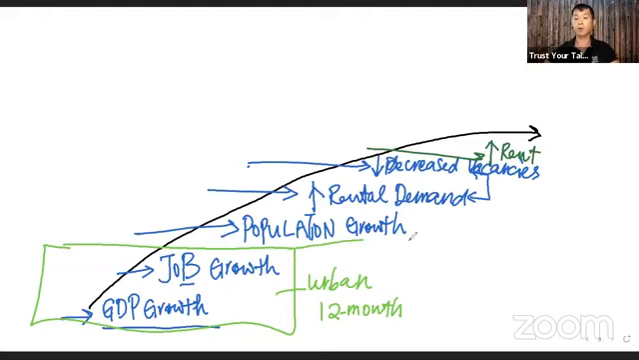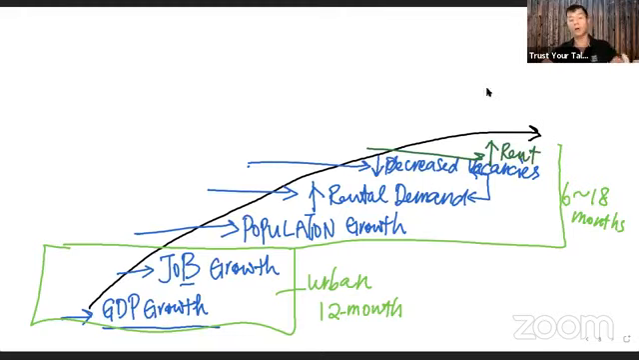Depending on the market you're in, in a Canadian urban area, typically speaking, after job growth to this part, it can take another 6 to 18 months. Okay, it can take another 6 to 18 months right there. Now let's keep going. We're not done yet.